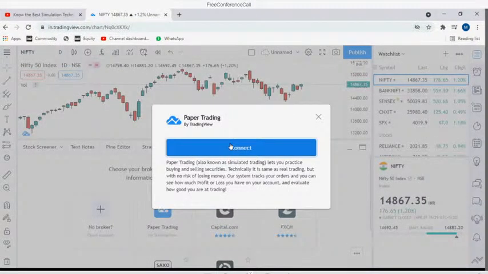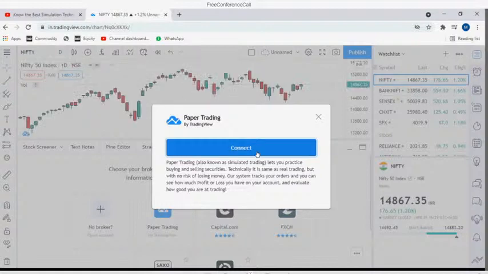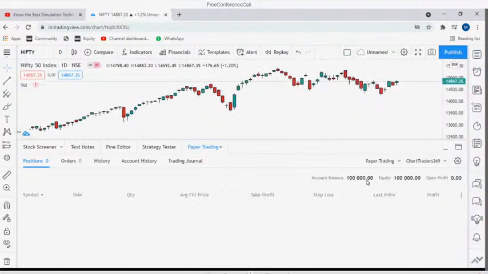When I click on connect, it will get connected automatically. You can see here by default you have this 1 lakh capital. This is a dummy amount. If you want to reset with some other amount, you can do that. Those things you can do here.